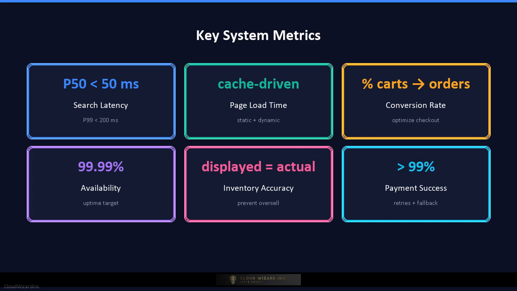The key metrics to memorize cold. Search latency, typically P50 under 50 milliseconds and P99 under 200 milliseconds.